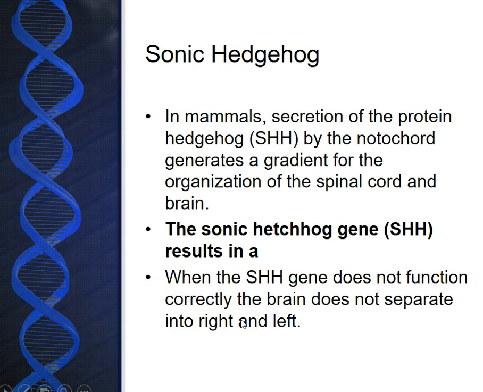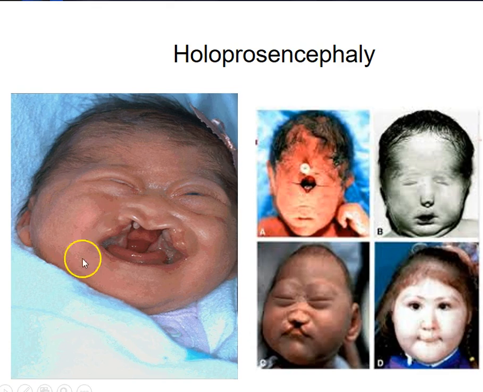When it does not function correctly, there's no right or left side. Here we have an example of holoprosencephaly. The premaxilla is absent.